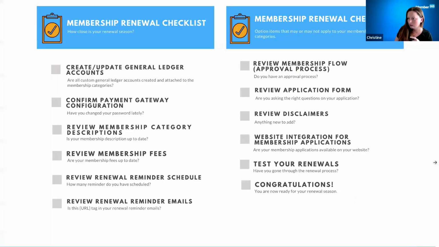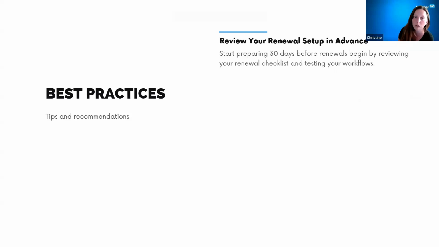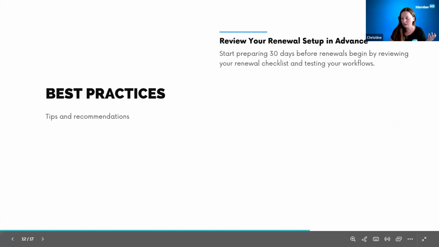So let's go back. The first practice is to review your renewal setup in advance, always 30 days before the renewals are going out. This is why I like having this twice a year. I normally do it at the beginning of May, and also at the beginning of September, to give people lots of time to do their renewals. It's really important that you go through what we just went through and test your renewal reminders to make sure they're working. If you want to test well in advance, you can clone the membership category and just change the dates so that they all go out to you. You can manually test them.